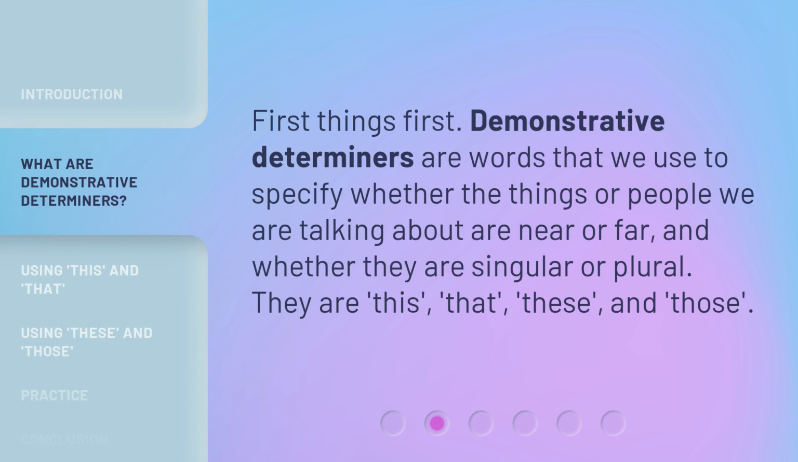First things first. Demonstrative determiners are words that we use to specify whether the things or people we are talking about are near or far, and whether they are singular or plural. They are this, that, these, and those.